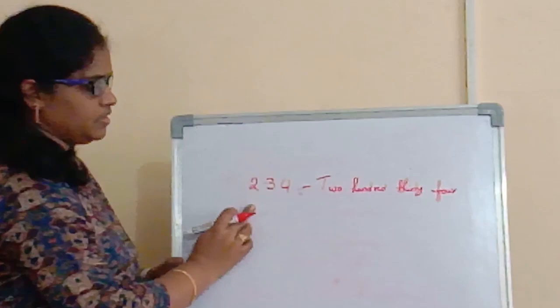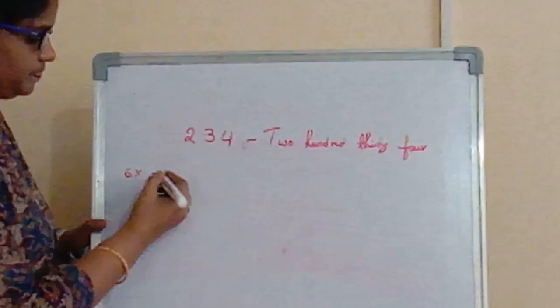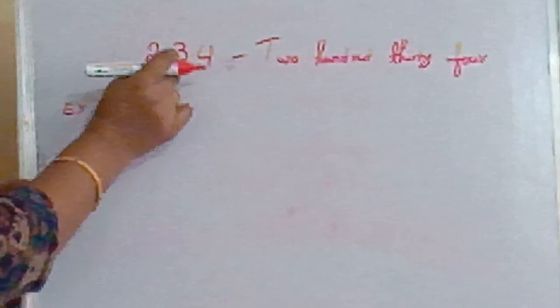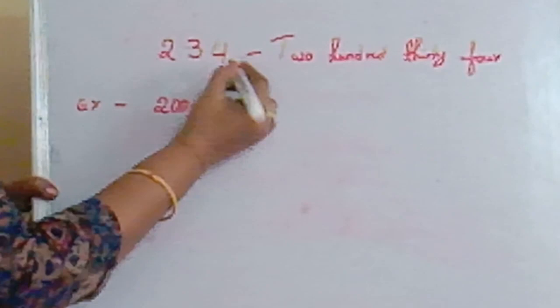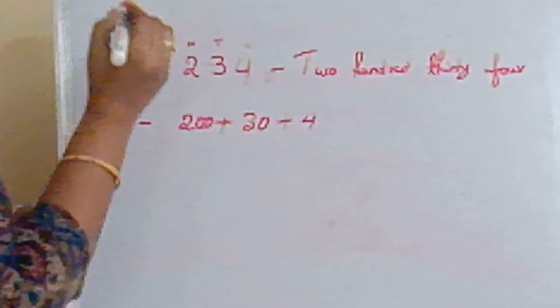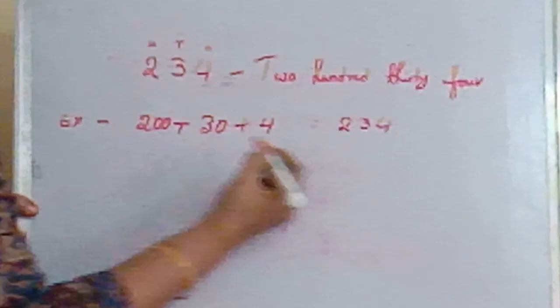Now we are writing the same number in expanded form. 200 plus, 2 is in hundreds place. So that is why we are writing 200. And 3 is in tens place, so 30. Plus 4 is in ones place. So 4. This is ones place. This is tens place. This is hundreds place. So 200 plus 30 plus 4, that is equal to 234. This is the expanded form. This is standard form and this is word form.